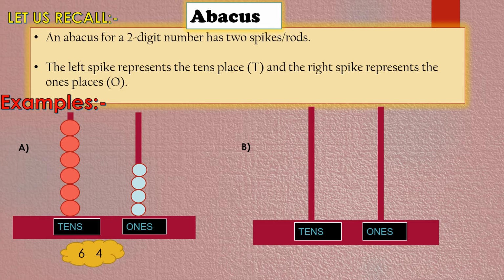The B part, let us place some beads in the tens rod. 1, 2, 3, 4. And there are no beads in the ones rod. So only 4 tens is equal to the number 40.